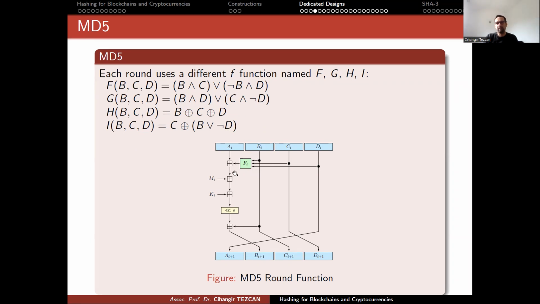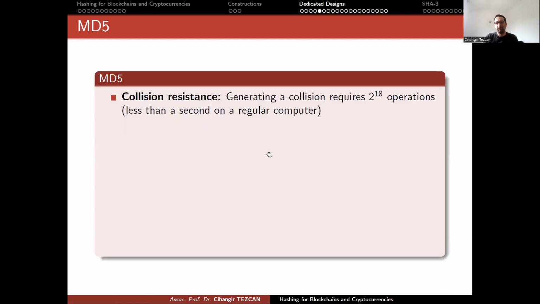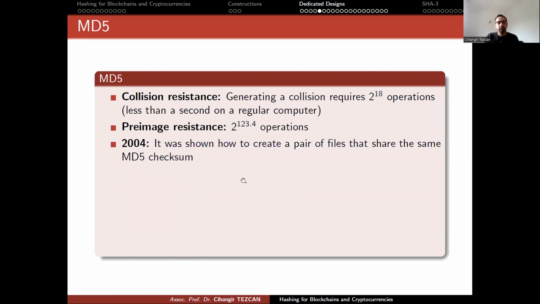But since the design is really simple, it is also easier to break. For instance, collision resistance: generating a collision requires 2 to the 18 operations, which takes less than a second on just a laptop. Preimage resistance is also not as strong as it should be. Instead of 2 to the 128, you can find preimages performing less than 2 to the 128 operations. So in 2004, it was shown how to create a pair of files that share the same MD5 checksum.